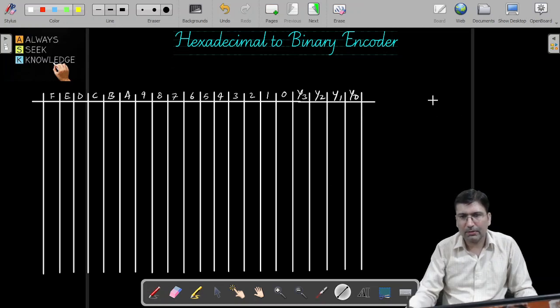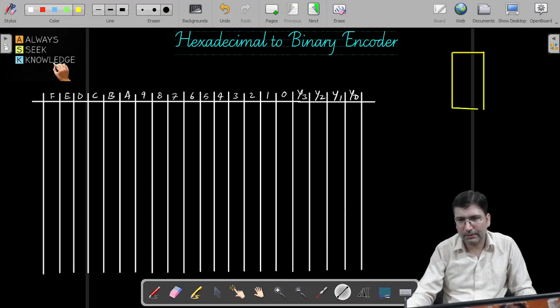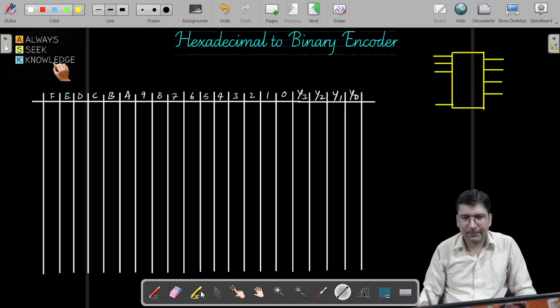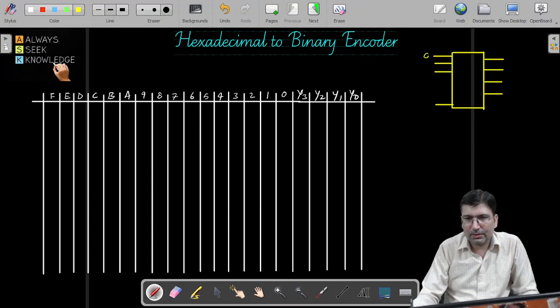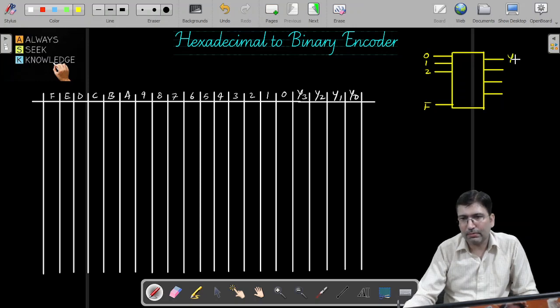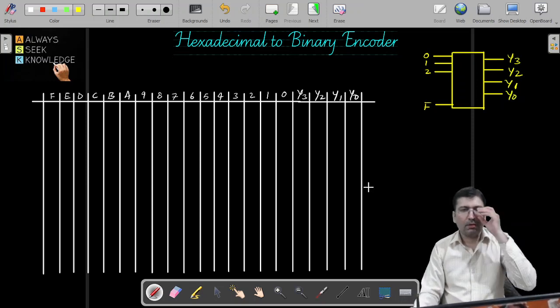So if we draw it, it will look like there will be 16 lines. So let's say there is an encoder, which will have input lines like dot dot dot, there will be 16th line here, and output line will be 4 only, 1, 2, 3 and 4, okay. So let's say it is 0, 1, 2 dot dot dot, it will be F, and here we may have Y3, Y2, Y1 and Y0, right? So this is the encoder.